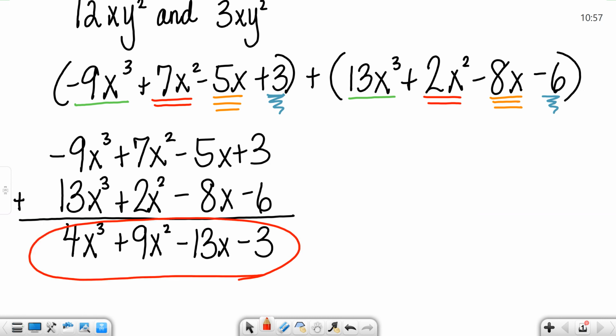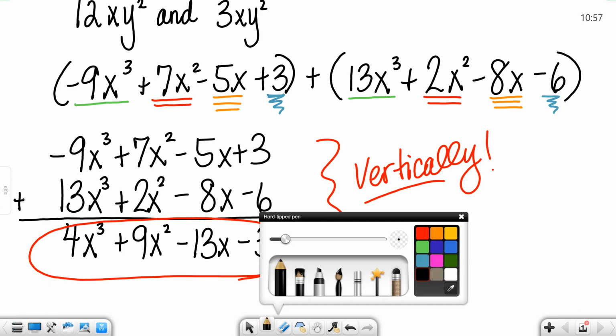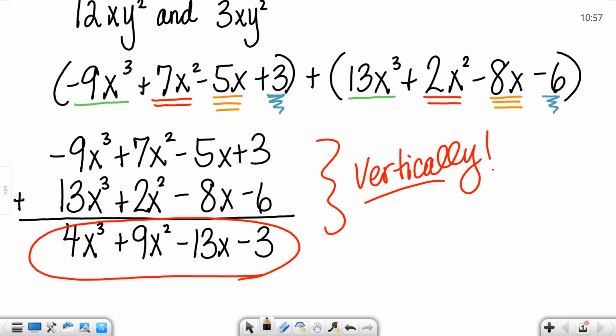There are no like terms in my answer, so we leave the answers just like that. Now, my math lab calls this vertically. It just says to work the problem vertically. That is your option if you want to stack it on top of each other like that. Some people don't like to stack it vertically, and that's okay. What I do want is to see your work.